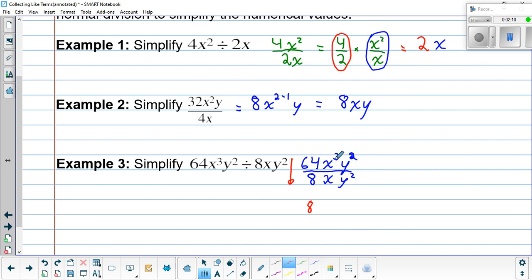x cubed and x1, we get x squared. And then y squared and y squared, those are just going to cancel out and we'll be left with 1. So in the end, we have 8x squared because we do not need to include that.